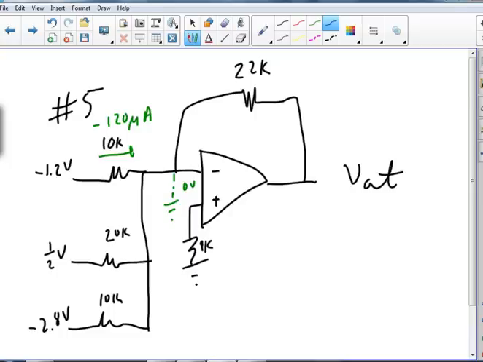Okay, so I got a calculator that won't work because I don't have enough light up here. So I got 0.5 divided by 20K. And now I got my mode set so I can't see it.